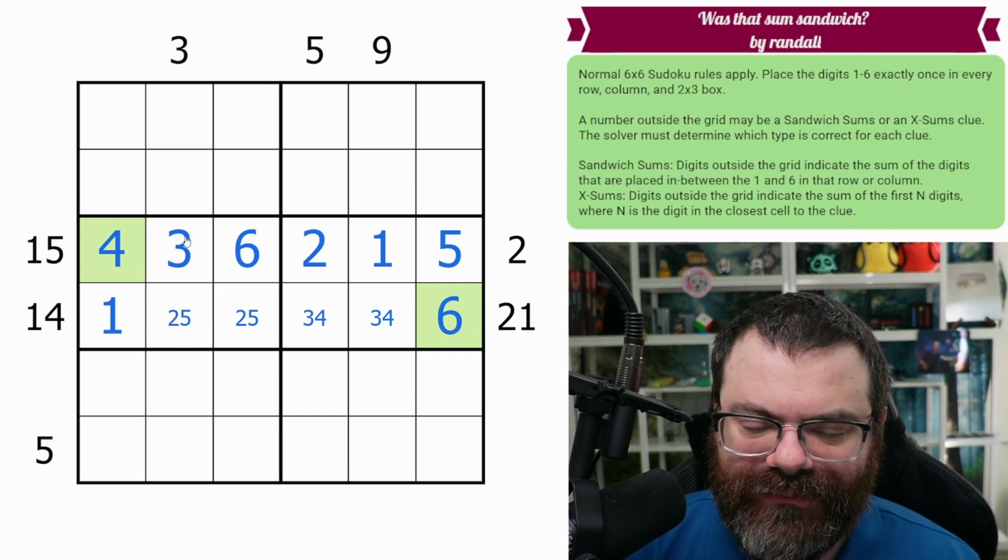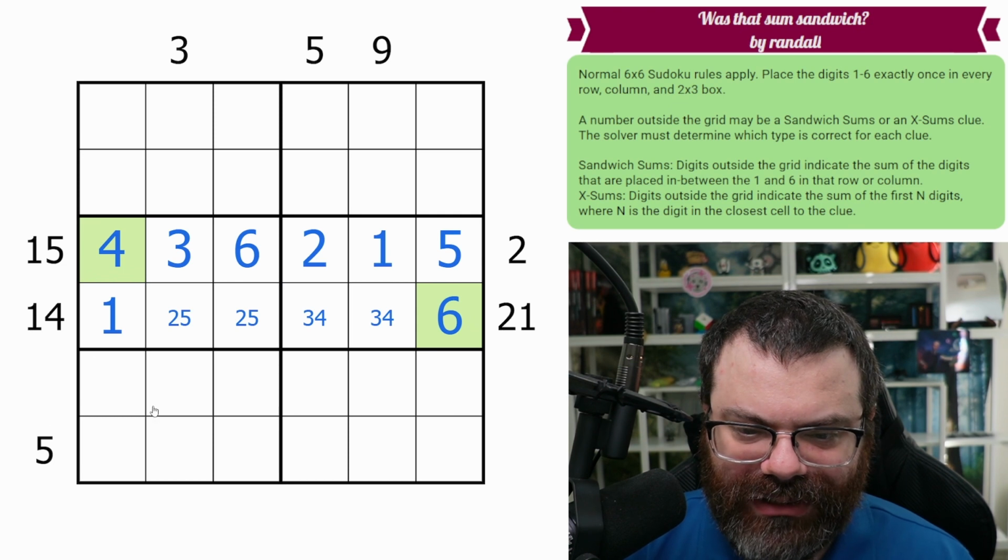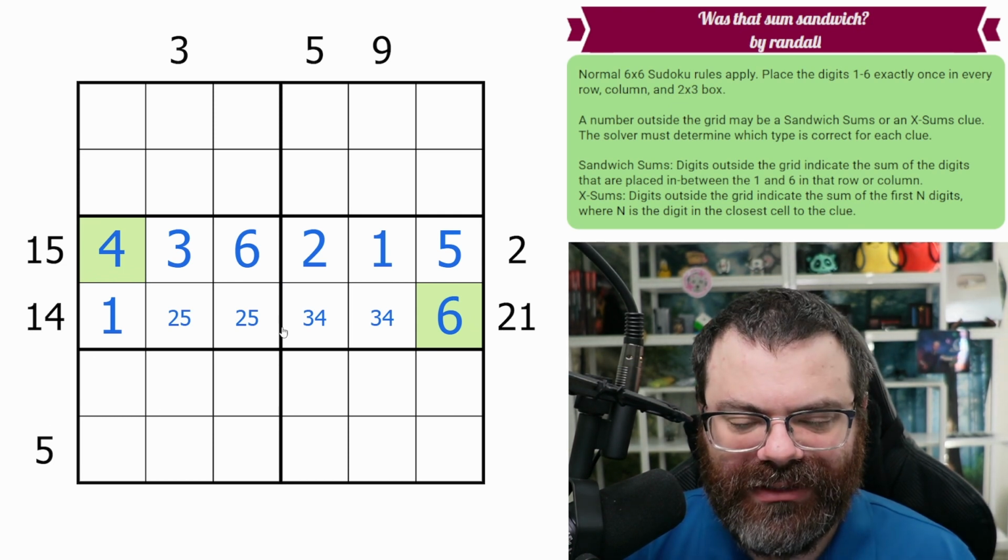Okay. So yeah, I don't think I need to color anything for sandwich. I think that's pretty clear. So the 14's done. Okay, so what do we want to look at next?